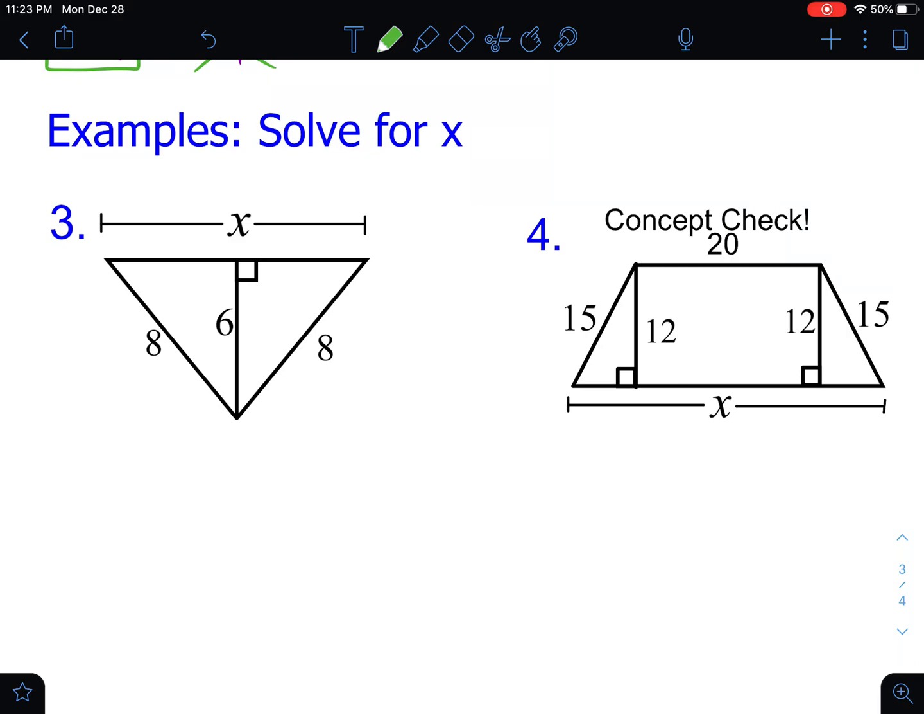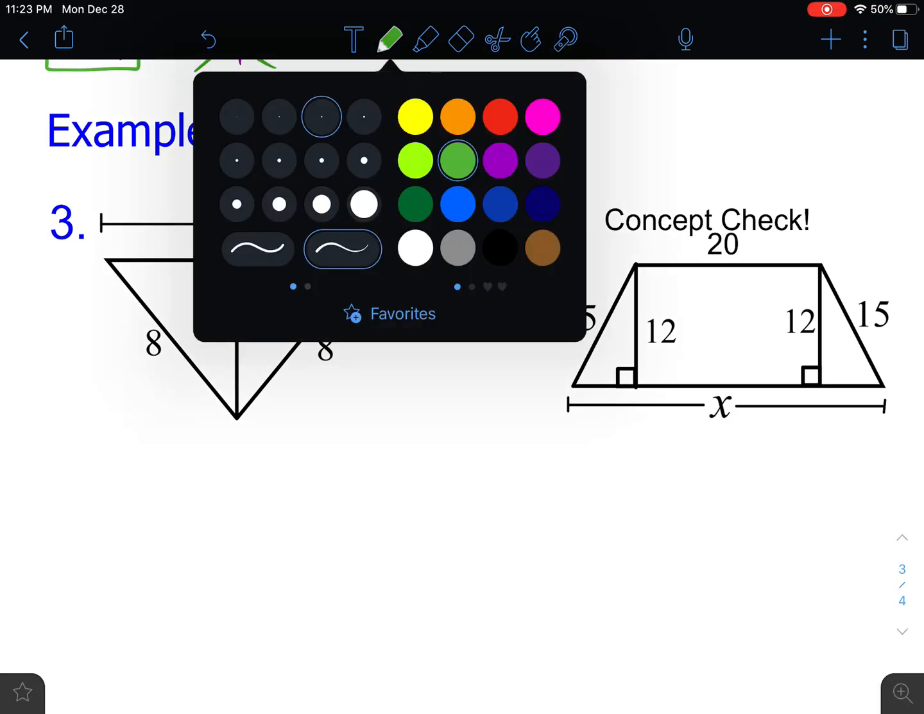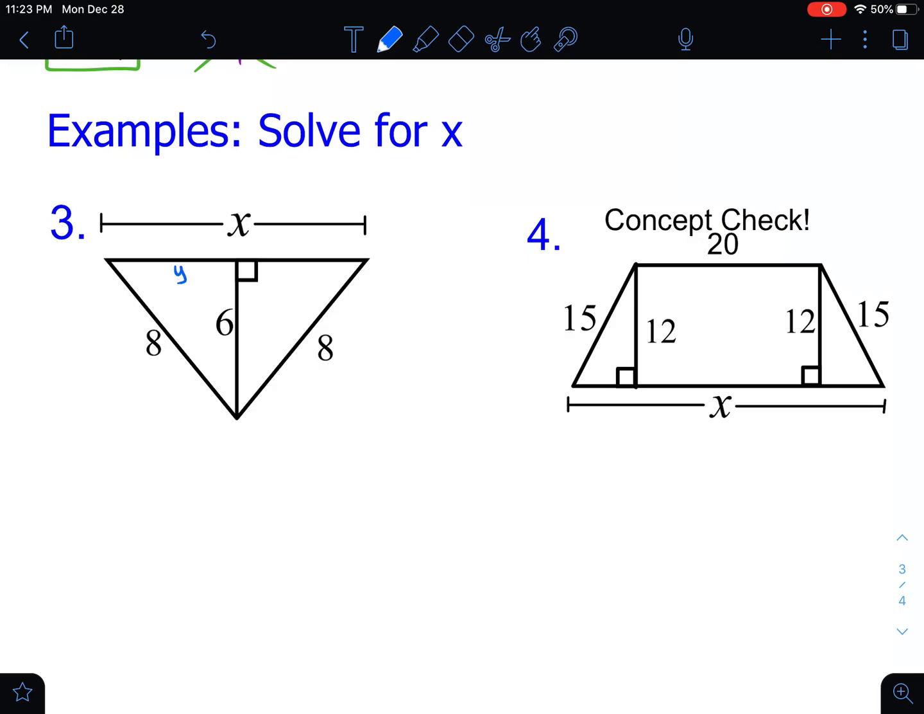So here we have a different concept check where I have 8, 6, and blank. I want to solve for x. I might actually just call this little length y. I know these triangles are congruent because this is an isosceles triangle, and I have a reflexive length and I have a right angle. So by RHL, I know these are congruent. I'm going to call that y for a second. So if I find y, I can just double it and I'll be able to find x.